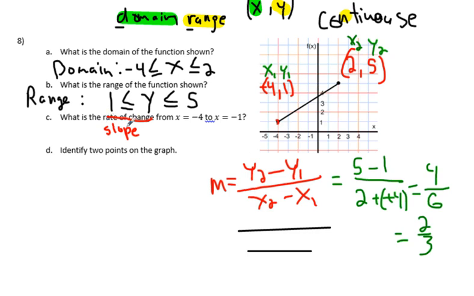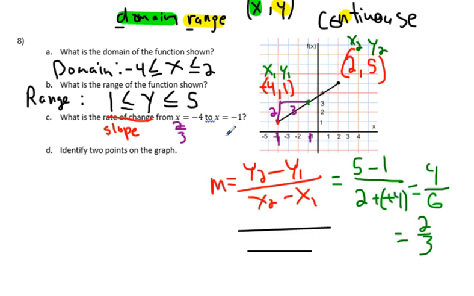So the rate of change between these 2 points, and I just realized something, this is not x equals -1. X equals -1 is right here. And so we're going to find the slope the other way, the rate of change the other way, which is finding the rise and the run. So it rises 2 and it runs 3. So either way, the rate of change is still 2/3 between x equals -4 and x equals -1.